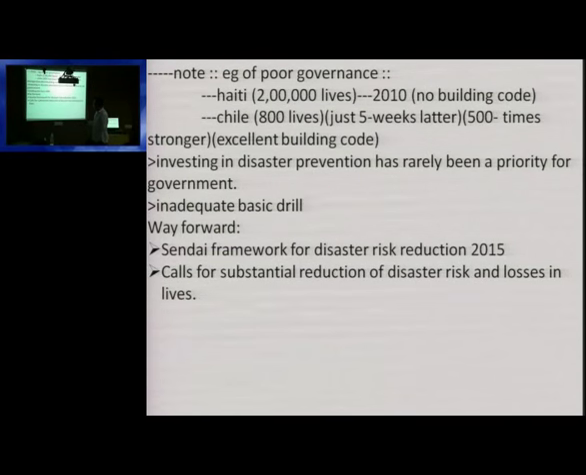The way forward is, please, you can just go through it once. Sendai Framework for Disaster Risk Reduction 2015. This is a framework through which how to reduce disaster risk is discussed, and I think we are also a signatory of this. So please go through it once. It calls for substantial reduction of disaster risk and losses in life. Okay, that is a broad idea about the Nepal earthquake.